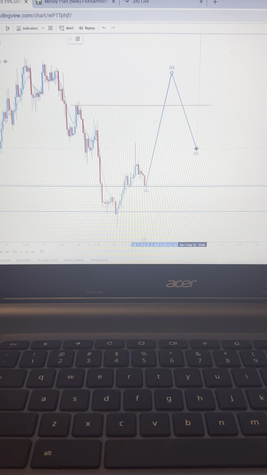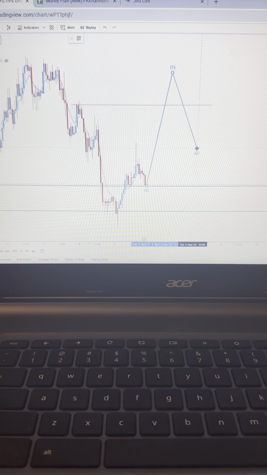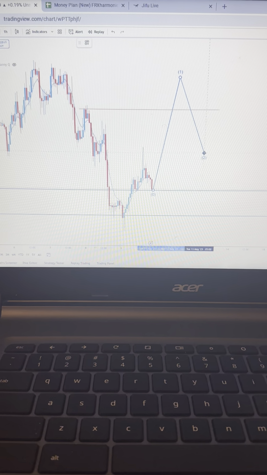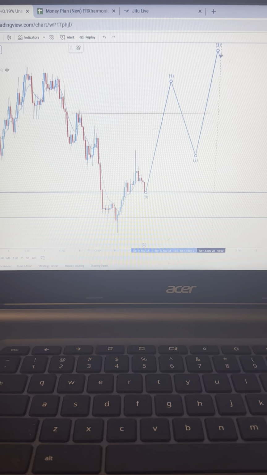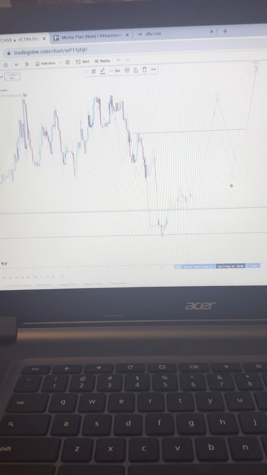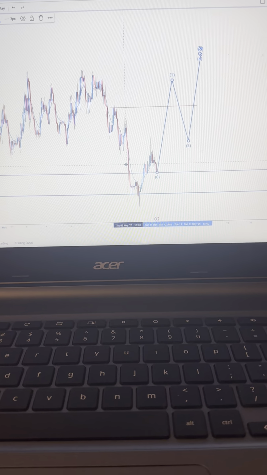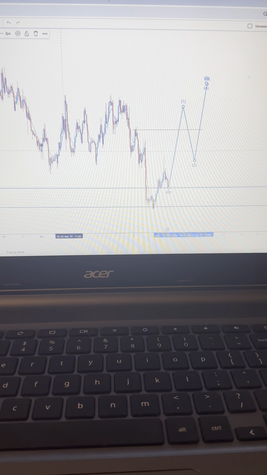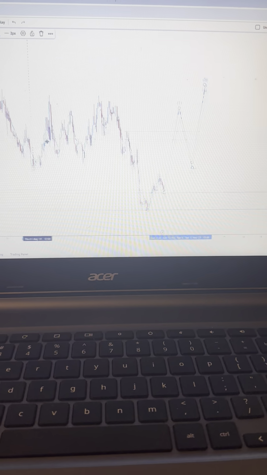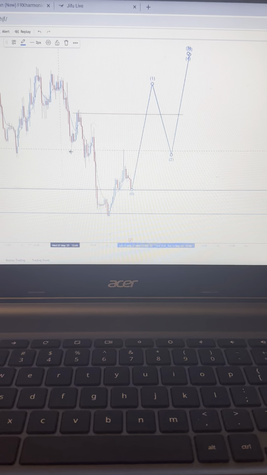Then from this area, I want to be able to see the market give me some type of bullish signal on the lower time frame before this market pushes back up. And guys, if the market does this, right, this is going to be a strong push. So y'all pay attention to what's happening in the market. This is my analysis for Euro USD, and we'll see how it plays out.